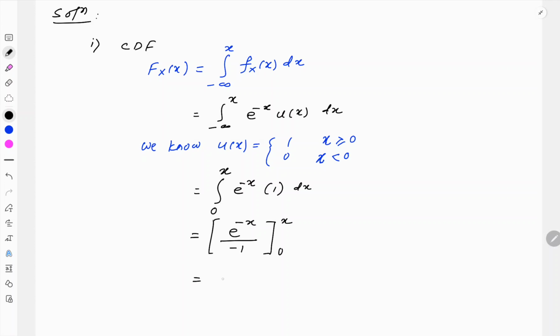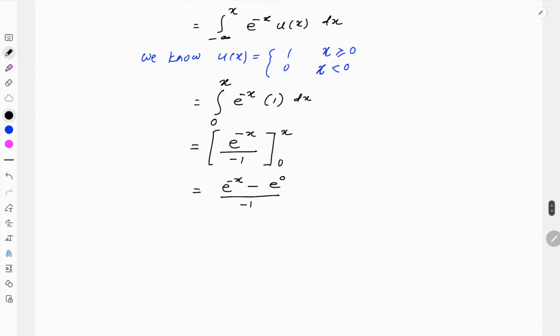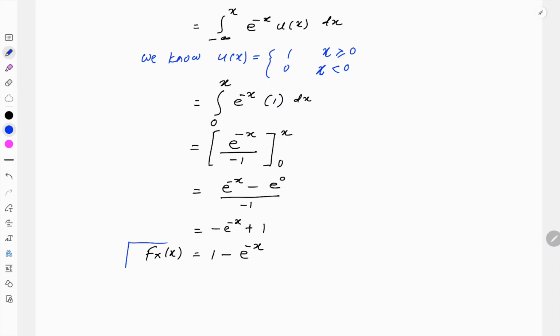Simplify it further. The upper limit is x, so e raised to minus x minus e raised to 0, divided by minus 1. Here e raised to 0 is 1, so e raised to minus x minus 1, and if we multiply it by the minus sign, it becomes minus and this becomes plus. So we get the answer for the CDF as 1 minus e raised to minus x. So we have obtained the solution for the CDF from the given PDF.